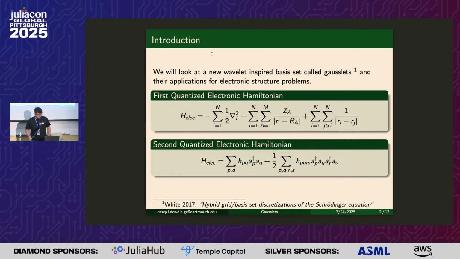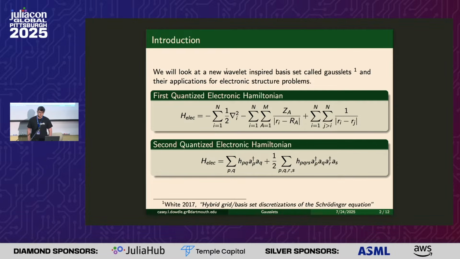So to introduce this, we'll be looking at a new wavelet-inspired basis set that was introduced by Stephen White, who, you may know, is the inventor of DMRG. And we'll look at the applications of Gausslets for electronic structure.